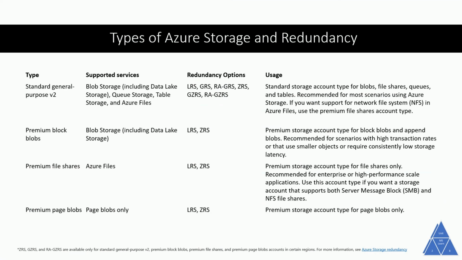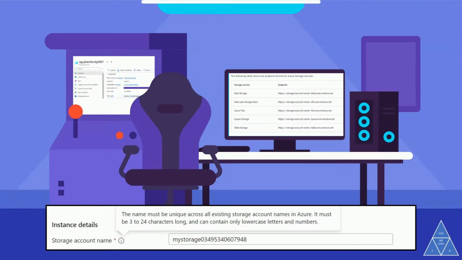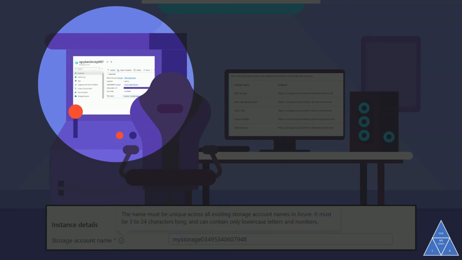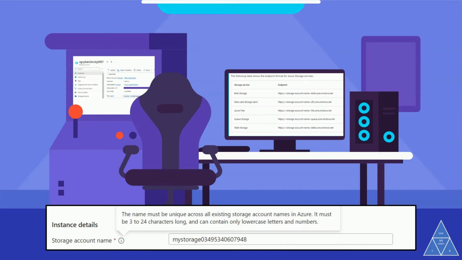Understanding these different storage account types and the redundancy options will empower you to make informed decisions and choose the most suitable storage solutions for your specific requirements. One of the benefits of using Azure Storage Account is having a unique namespace in Azure for your data. To do this, every storage account in Azure must have a unique account name. The combination of the account name and the Azure Storage Service endpoint forms the endpoints for your storage account.